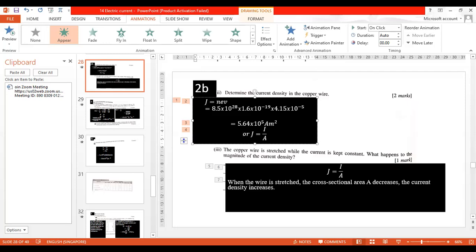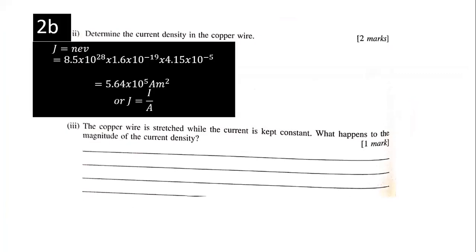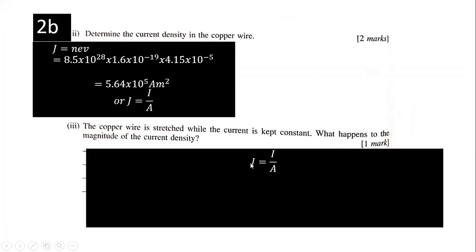Okay, that's the other alternative. Copper wire is stretched while the current is kept constant. What happens to the magnitude of the current density? This is just application, right? This formula that you use. The formula, current is constant.